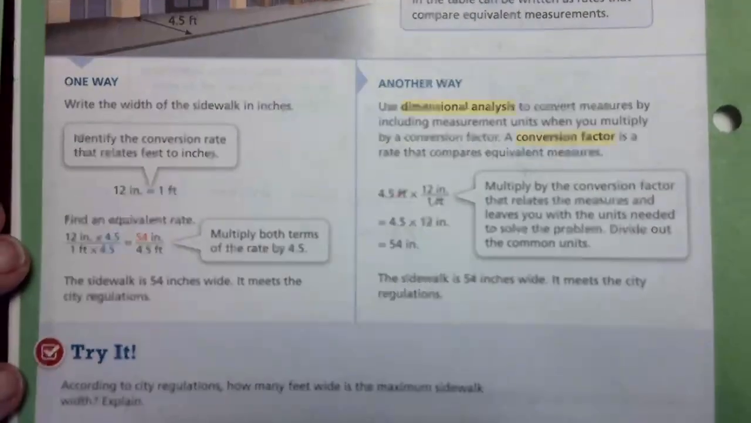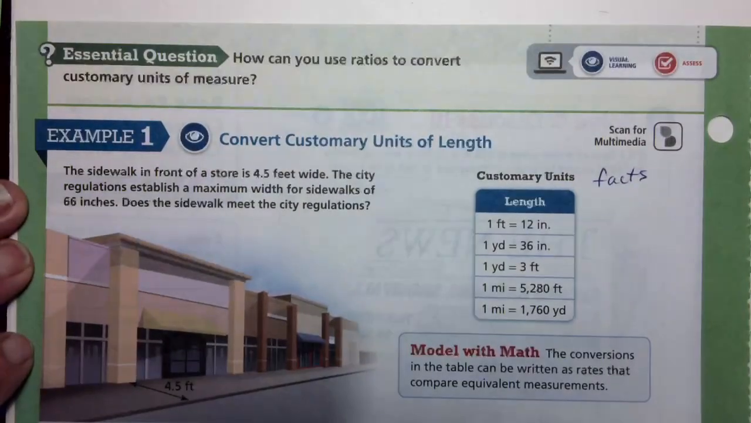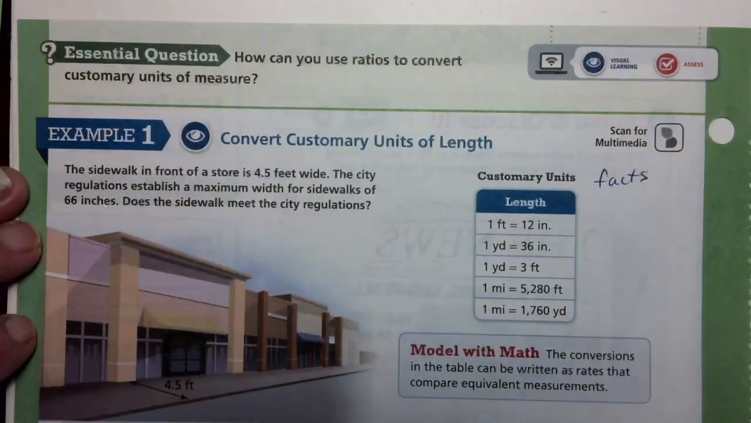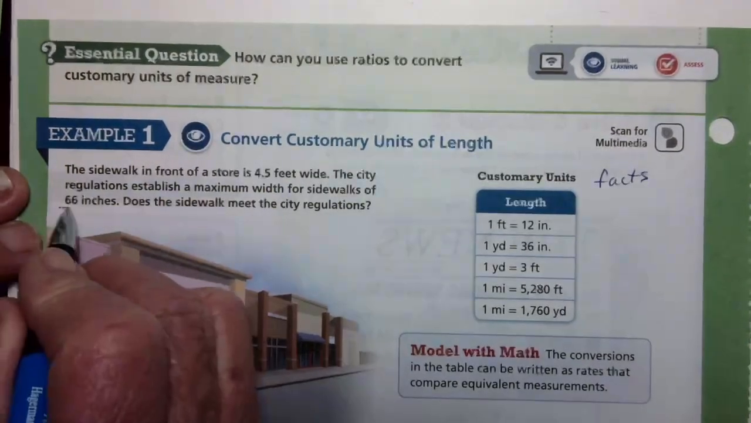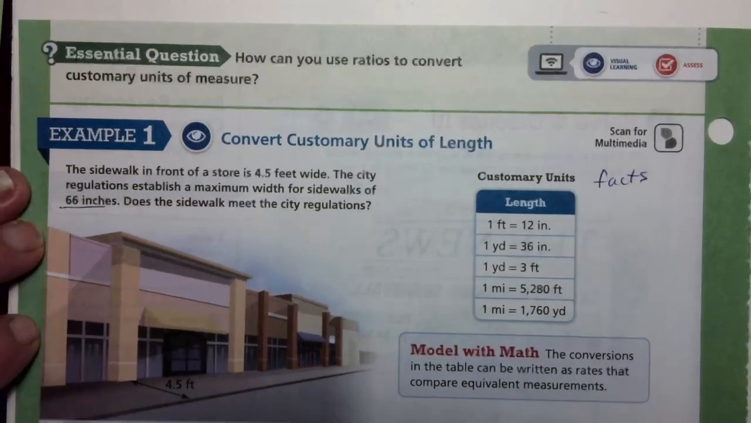All right. The problem right here. The sidewalk in front of a store is 4.5 feet wide. The city regulations establish a maximum of 66 inches. Does the sidewalk meet the city regulation?